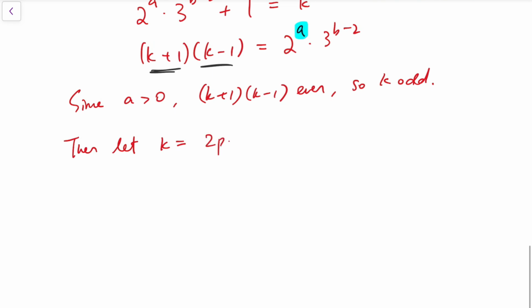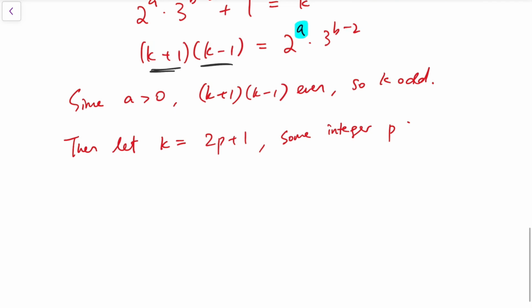Then I can say let k equals 2p plus 1, some integer p that is positive. We know that if p is 0, then the number k will be equal to 1. So the product at the left, k plus 1 times k minus 1, will be equal to 0. But that cannot happen. So I just reject the case p equals 0 straight away.